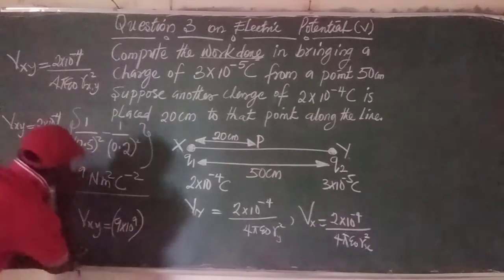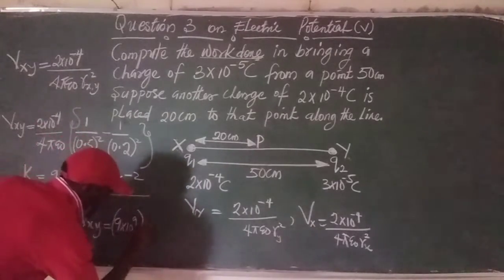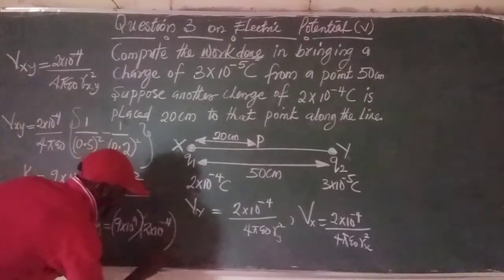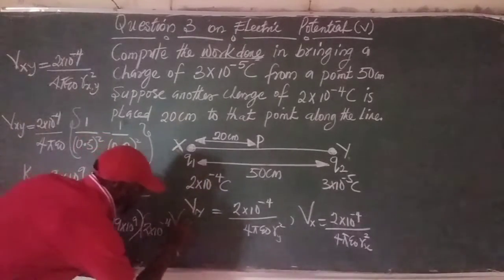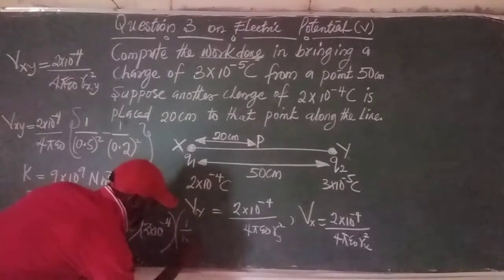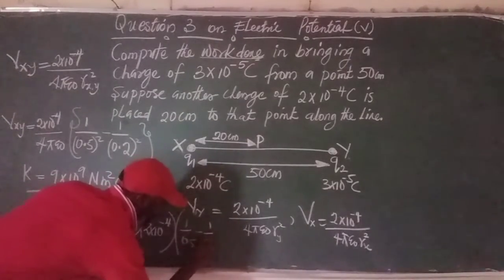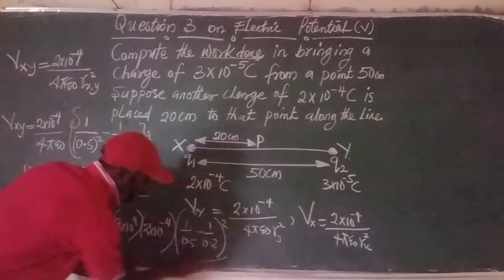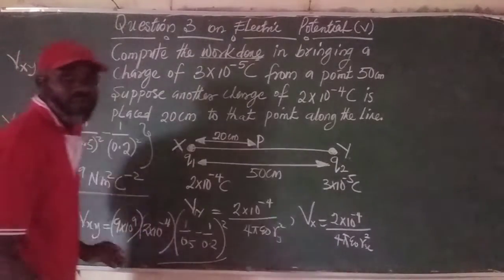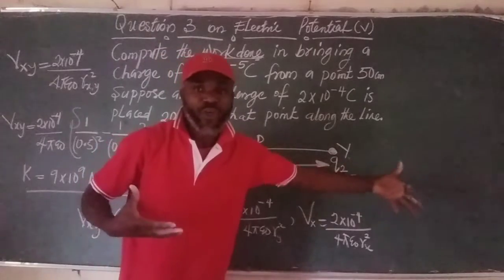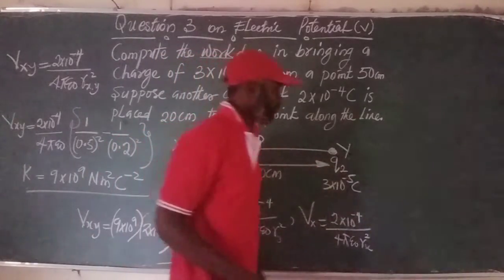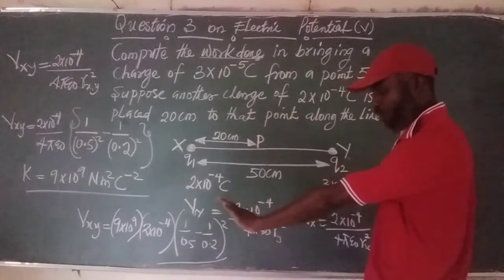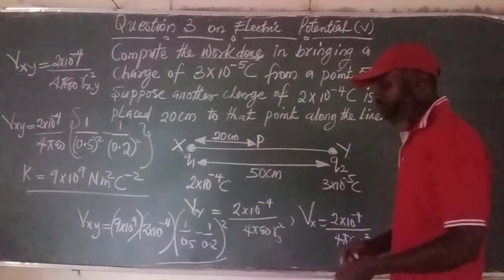And then for that charge, we have 2 times 10 raised to the power minus 4, bracket open, 1 all over 0.5 minus 1 all over 0.2, bracket closed. With this, we can now find the value of the potential difference between Q1 and Q2. Look at it very well. Now, what do we do here?